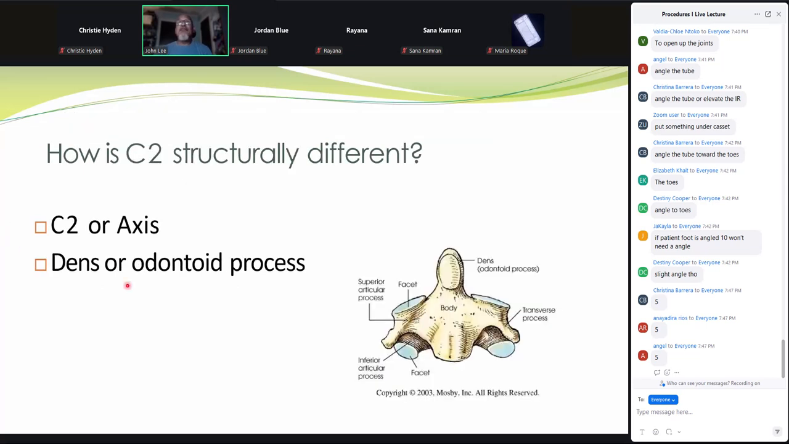How is C2 structurally different? It's also known as the axis, and it has the dens or the odontoid process. That's its biggest difference, having that extension above its body and not having a typically disc-shaped body.